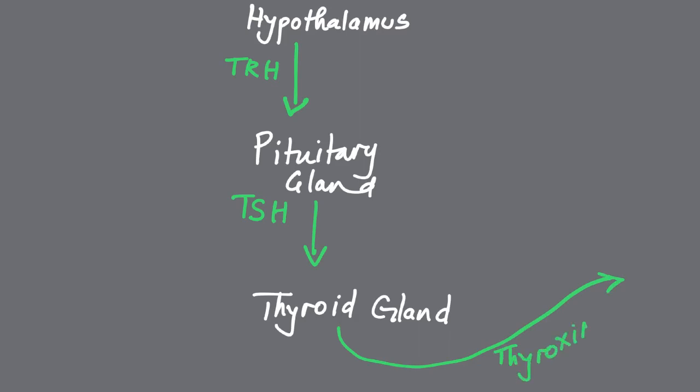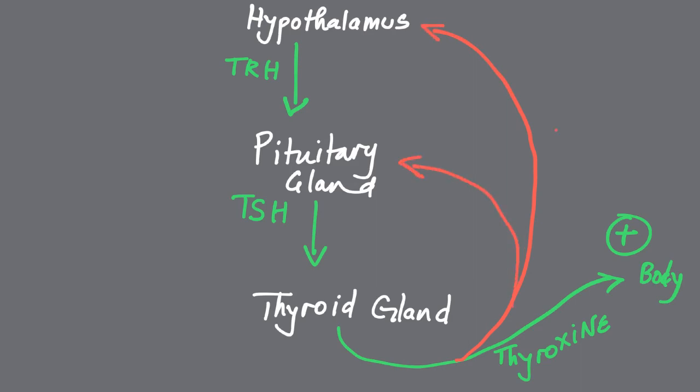Thyroxine raises the body's metabolism, and at the same time, when thyroxine levels are high, it blocks the action of hypothalamus and pituitary gland so that no more thyroid stimulating hormone will be released. And in this way, it maintains homeostasis so that you don't get too much thyroxine and increase the body's metabolic rate to a point that might be harmful.